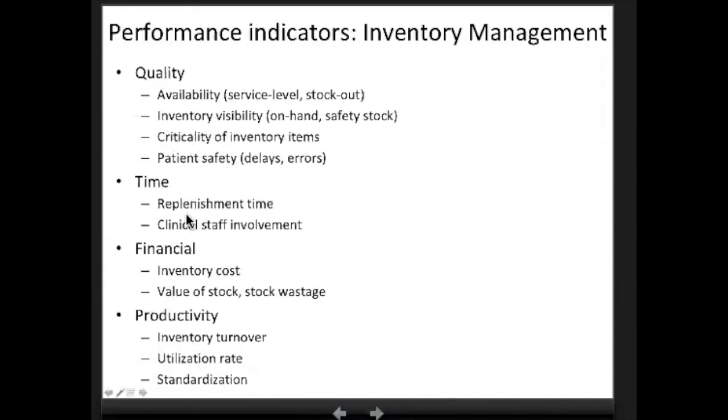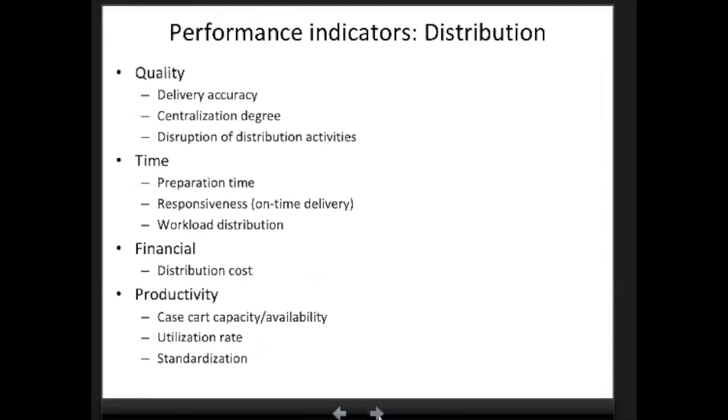Then you have time, where you can have replenishment time, clinician staff time, or their involvement. Financial could be inventory cost, the value of stock or stock wastage, and then productivity: how fast the inventory is turning over, what's the utilization rate, standardization, etc. So you have different performance indicators for inventory management, and likewise different performance indicators for distribution, again categorized into those four buckets, and each of them is explained a little bit more in detail in the article.